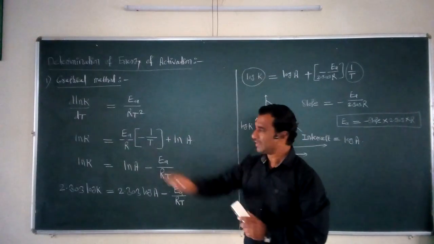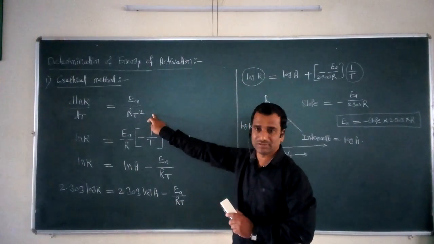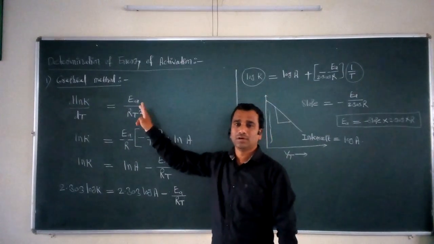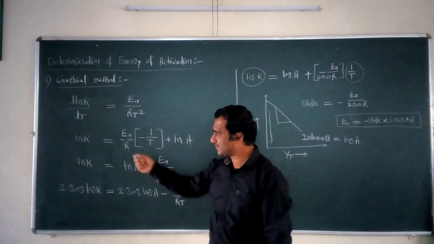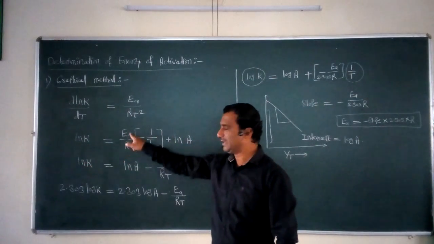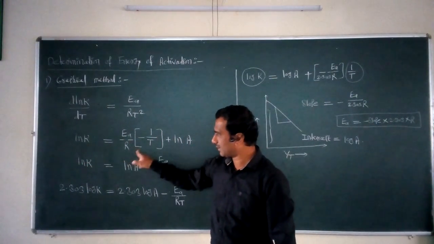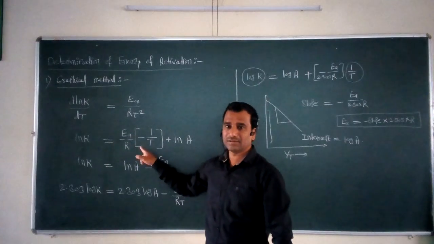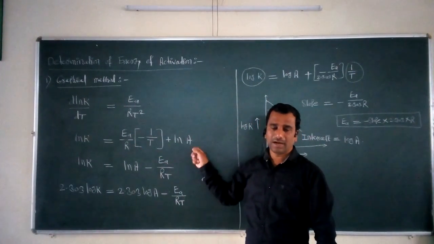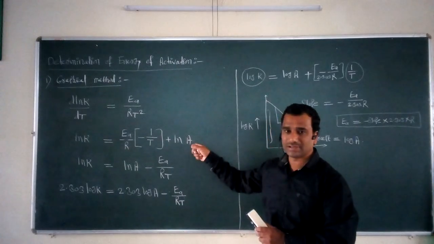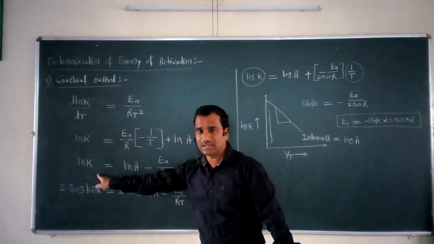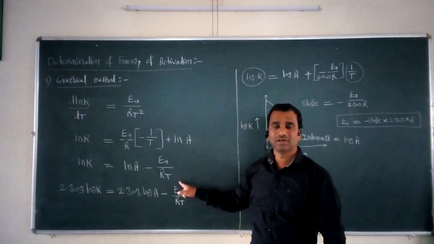For this purpose, we have to carry out the rearrangement of this equation, as well as the integration. After these two processes, we get the next form of the equation: ln k = -(Ea/R) × (1/T) + ln A. Rearranging this equation, we get ln k = ln A - Ea/RT.